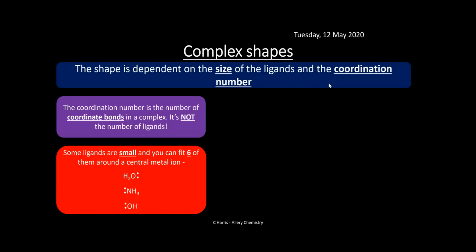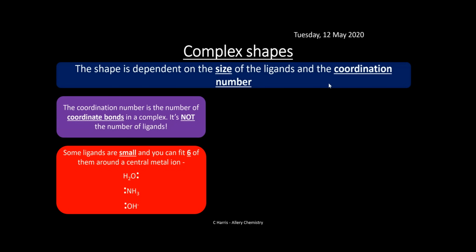Very, very important that. Some of the ligands are quite small, and you can fit 6 of these around a central metal ion. For example, you've got water, ammonia, and hydroxide ions. You can imagine these, and I use an analogy of pigs round a trough. Imagine you've got a trough full of food, and the trough is a fixed size, so that's a bit like your central metal ion, okay?